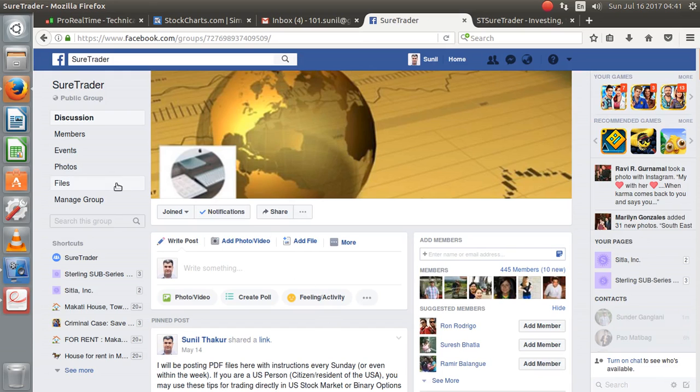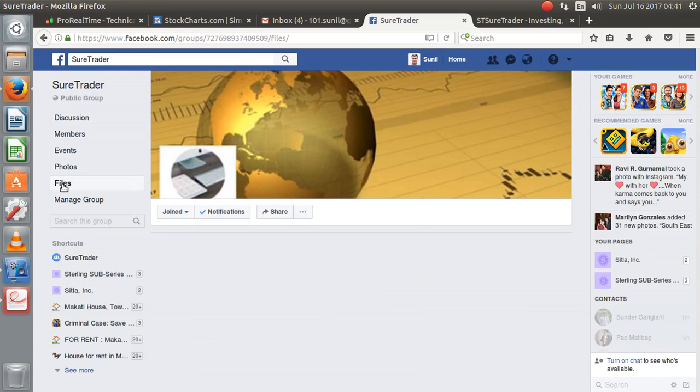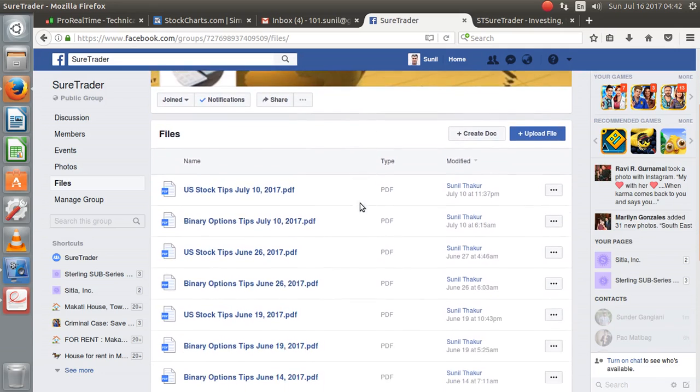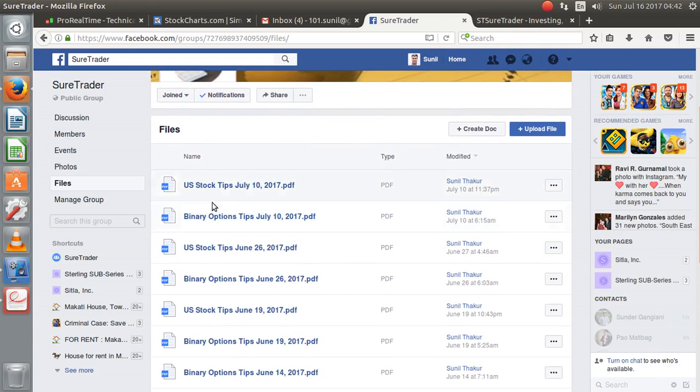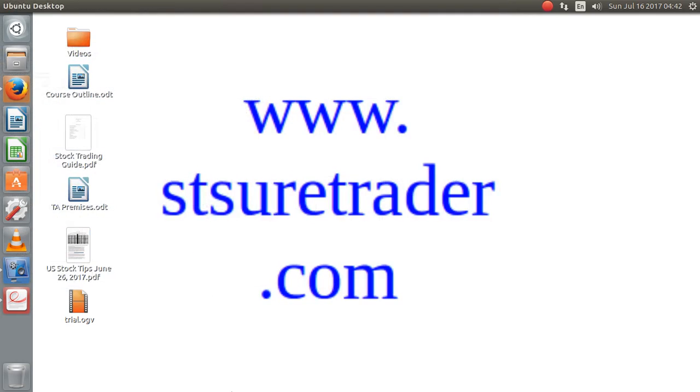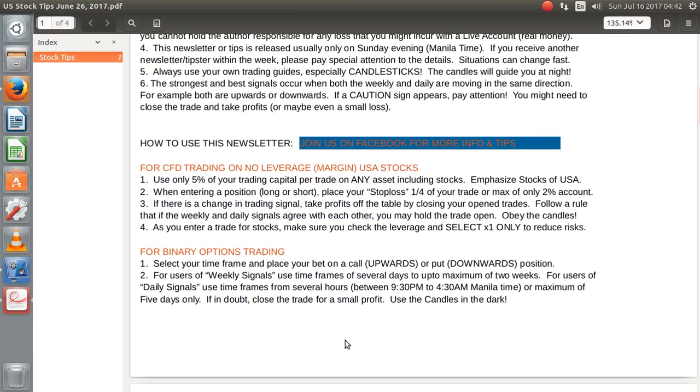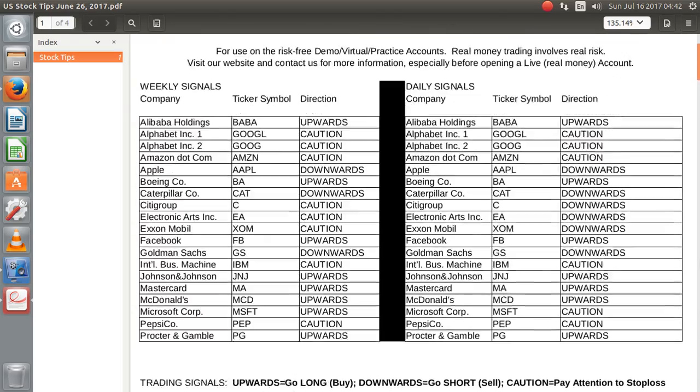Go here to Files, okay, and look for the latest US stock tips or binary options tips. Download one of these PDF files. I already have it on my screen here. Okay, you need this definitely. You're gonna have to have a virtual account or a demo account for CFD or contract for difference trading. You can find it right here, right smack on the very first page of the US stock tips.